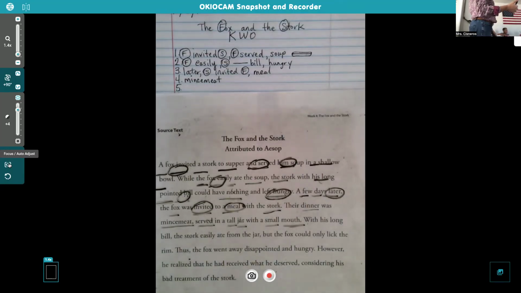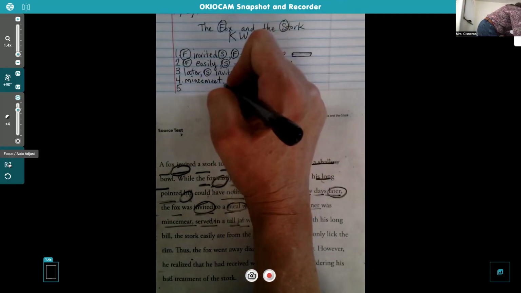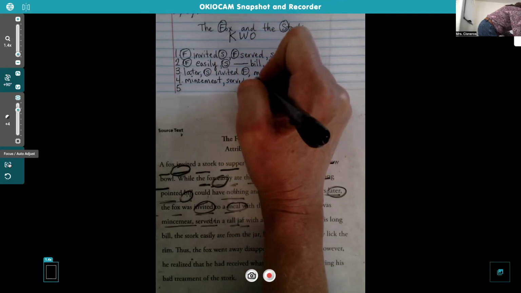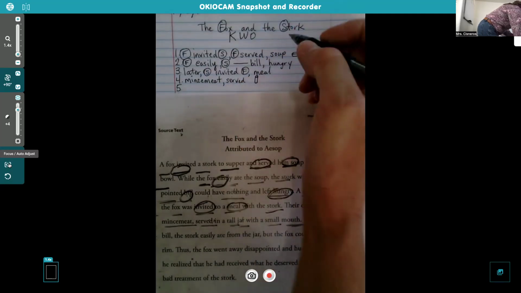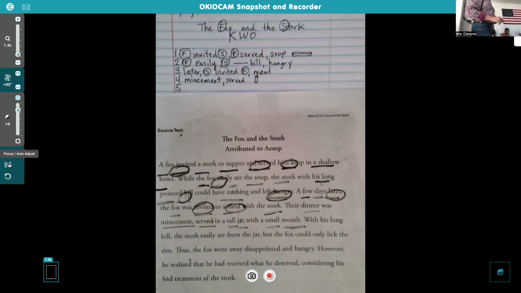Yes, Sienna, go ahead and help us finish this thing. Good. Served. Okay, I like where you're going with that. Served. And then we're just going to try to draw that tall jar, the little opening at the top there. Okay. And then we have room for one more word. What do you think? Small? Very small.